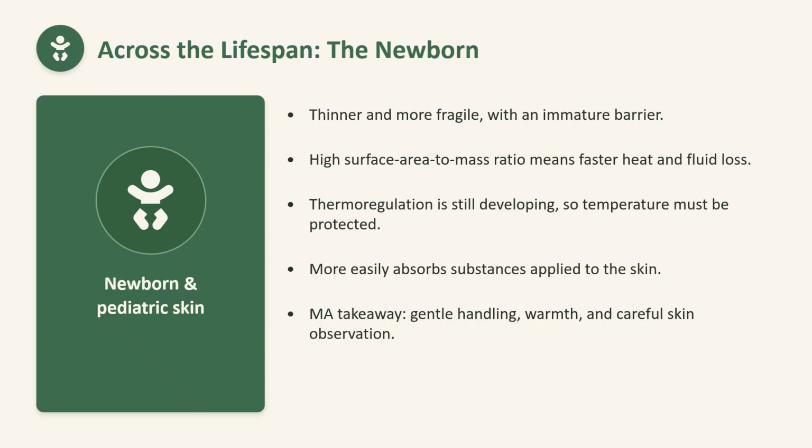Newborns also have a high ratio of surface area to body mass. A lot of skin surface relative to a small body means they lose heat and fluid quickly, which is why we bundle infants and keep the room warm. Their thermal regulation is still developing. They can't shiver effectively, and they have limited ability to sweat, so they depend on us to protect their temperature.